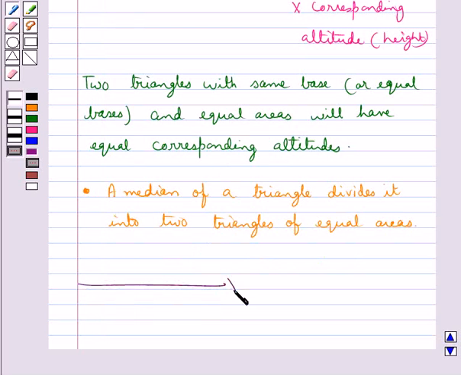This completes the session. Hope you have understood the concept of areas of parallelograms and triangles.